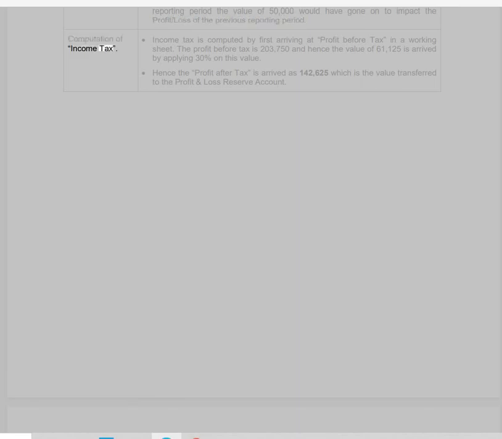Computation of income tax. Income tax is computed by first arriving at profit before tax in a working sheet. The profit before tax is $203,750, and hence the value of $61,125 is arrived at by applying 30% on this value. Hence the profit after tax is arrived at as $142,625, which is the value transferred to the profit and loss reserve account. Page 58.